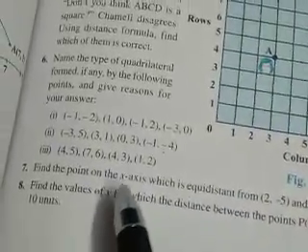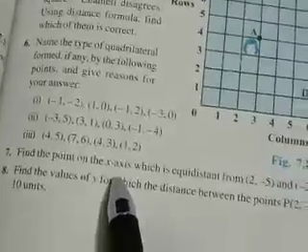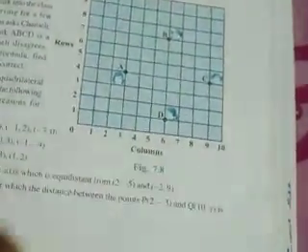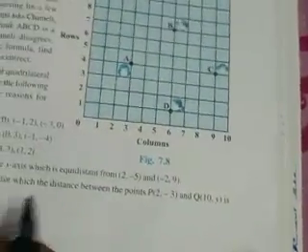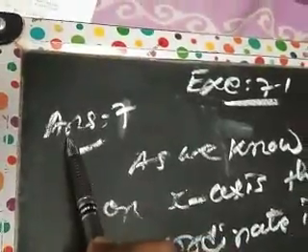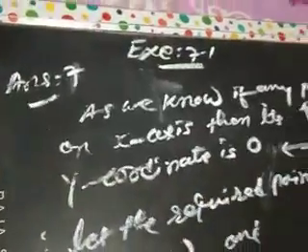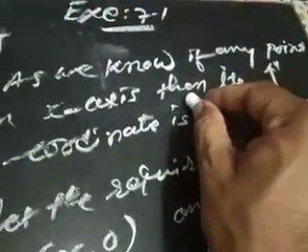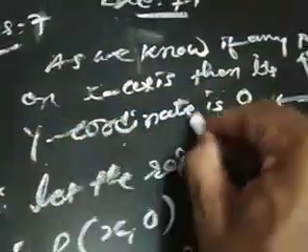Now here the point is on the x-axis. We know, from when I started this chapter, that when any point is on the x-axis, its y coordinate becomes 0, and if a point is on the y-axis, then its x coordinate becomes 0. So, answer number 7: as we know, if any point is on the x-axis, then its y coordinate is 0.